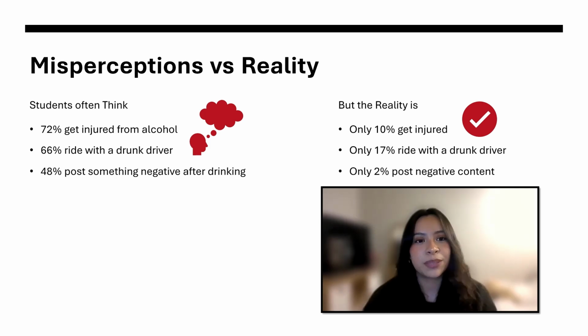So let's take a look at some examples. One of the strongest findings from our data is the huge gap between what students think is happening versus what is actually happening. For example, students believe 72% of Cougs experience alcohol-related injuries, but in reality, only about 10% do. They think 66% ride with a driver who drinks, but only 17% actually do. They think 48% of students post something negative after drinking when only 2% post negative content.